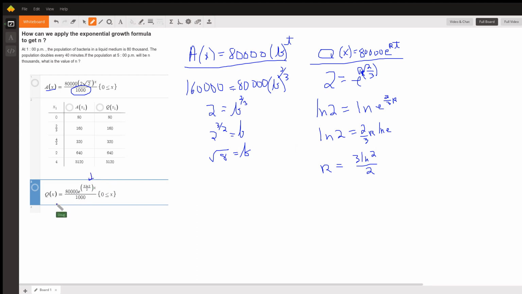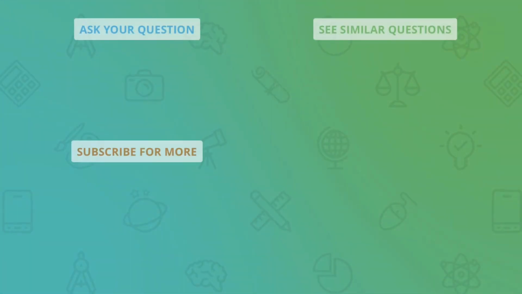Okay, so q of x is 80,000 e to, there's the rate, times time. And I'd again divide it by 1,000 so that we can get, this is your answer to the problem. After 4 hours, there'll be 5,120 thousands of bacteria in that liquid medium. Okay, hope you understood that, and I'll stop recording.